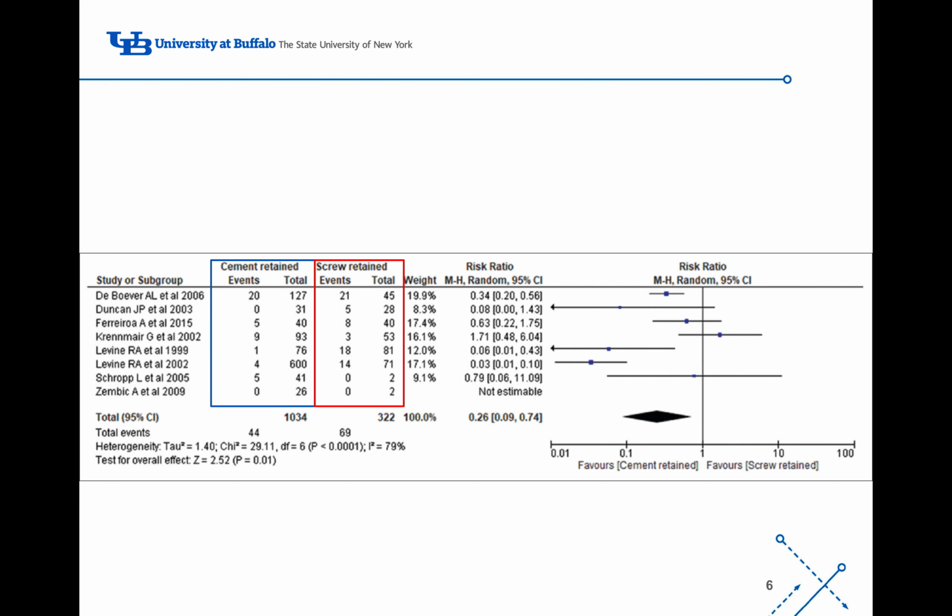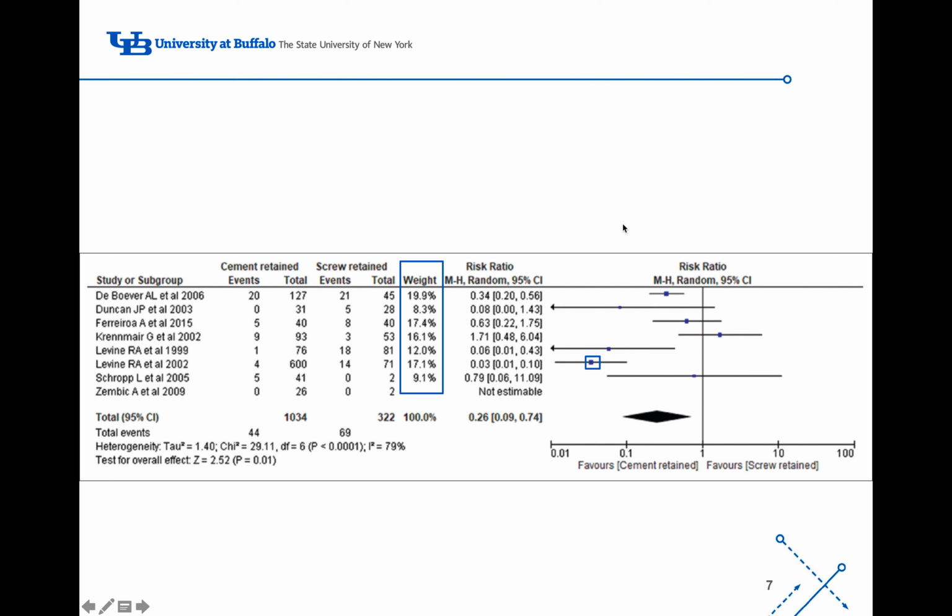In these highlighted columns, we see the rates of failures for cement-retained and screw-retained prostheses that were found in each study. Generally, these two columns would show the control variables versus the experimental variable. In our case, there were no controls.